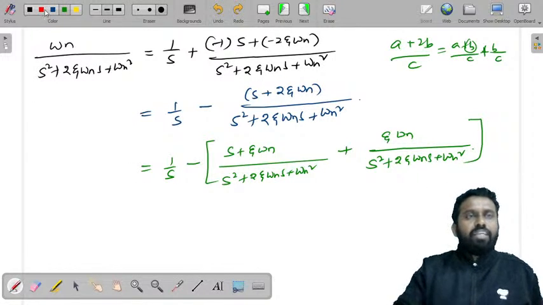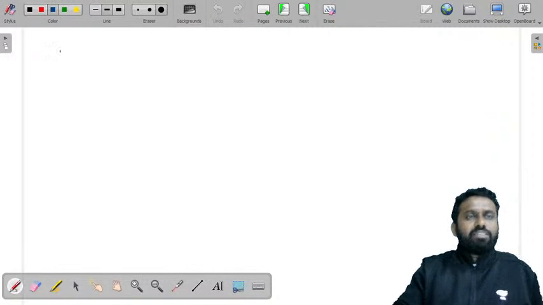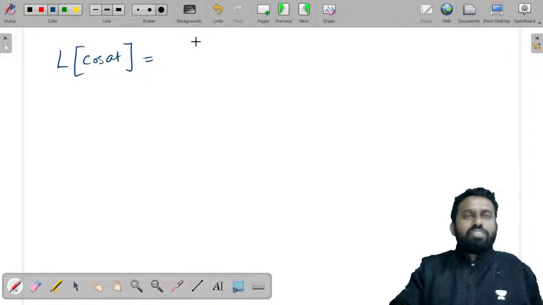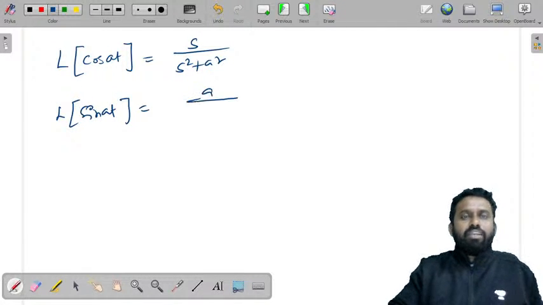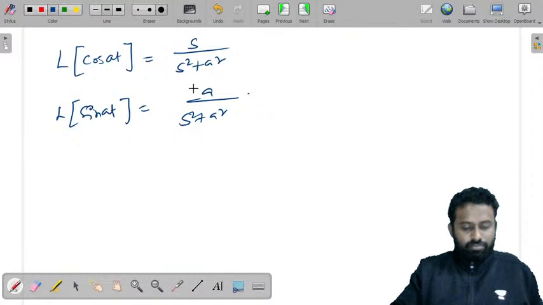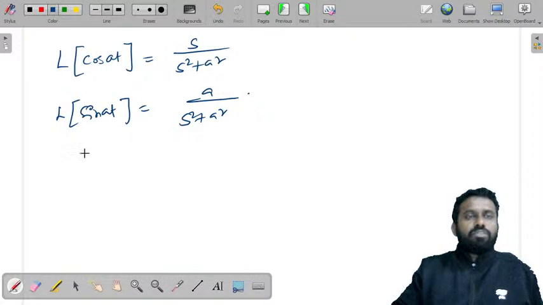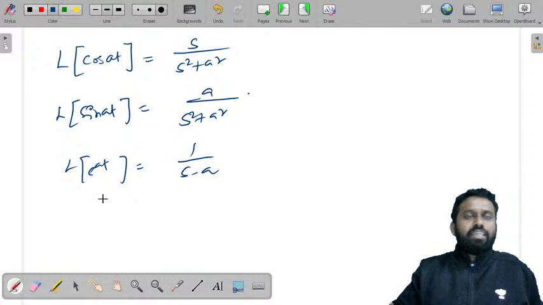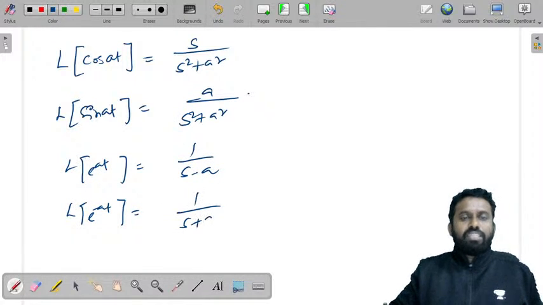Now, I need to apply inverse Laplace. I'll just review inverse Laplace. Laplace of, let us say, cos at. What is Laplace of cos at? S by s square plus a square. What is Laplace of sin at? It is a by s square plus a square. Right? Now, what is Laplace of e power at? 1 by s minus a. Laplace of e power minus at? 1 by s plus a.